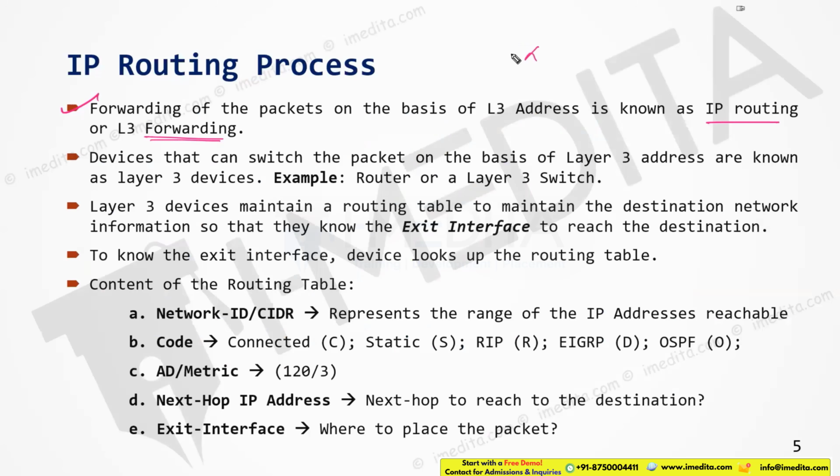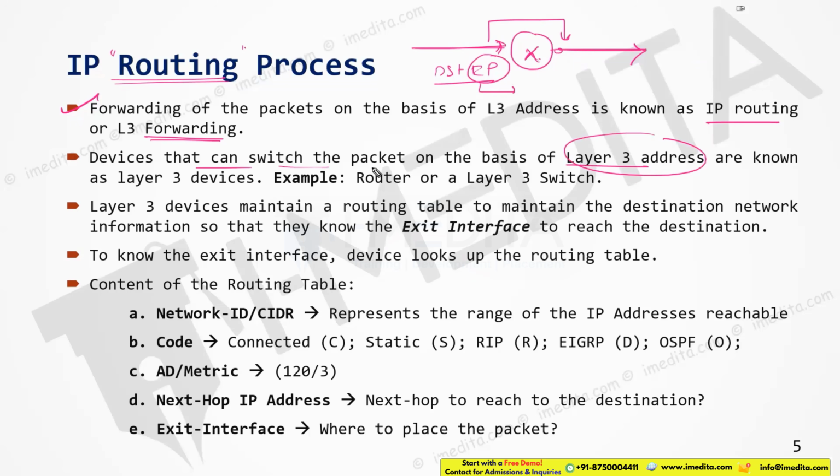So when any device can receive a packet, take a look at the destination IP of that packet, and forward that packet from one interface to another, if that forwarding can be done based on the destination IP, that process is what we refer to as routing. And whatever devices are capable of doing it are referred to as layer 3 devices, because IP is a layer 3 address. So whatever devices can forward the packet based on the layer 3 address are known as layer 3 devices. An example of a layer 3 device would be a router or a layer 3 switch.